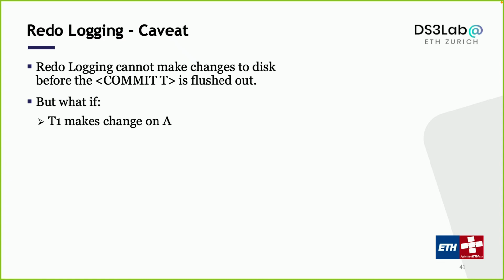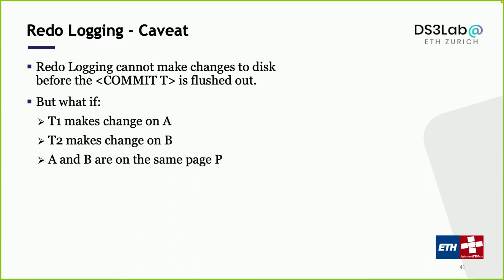But what if transaction 1 makes some changes on A, transaction 2 makes some changes on B, but A and B are on the same page? Because we are dealing with a hard drive, I do not have the luxury of updating a single object. Every single time I reflect a change, it's always a page from my buffer manager to my hard drive. What if both A and B are on the same page?